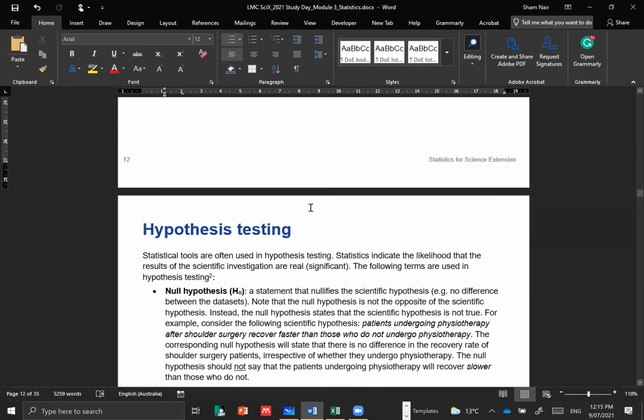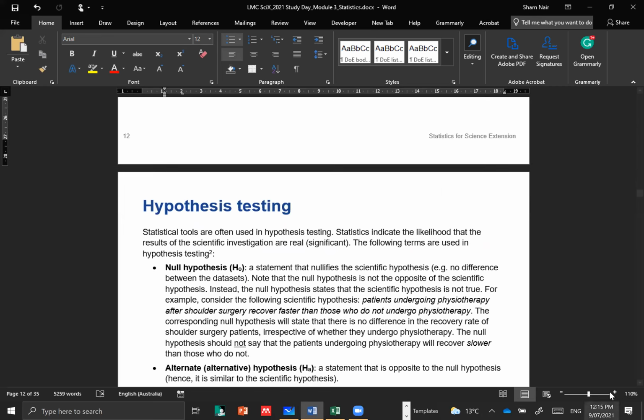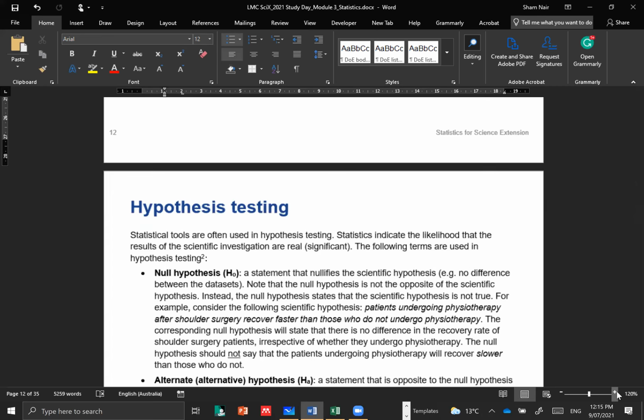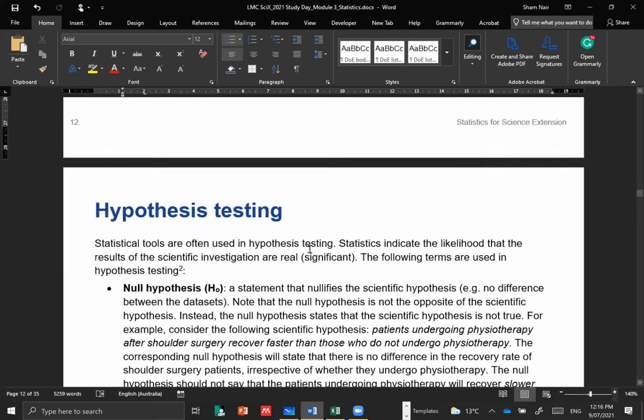Now let's bring all of that together. What are the contexts of the questions that you might expect in the HSC exam? Why use these different statistical tools? The main reason, again, for this syllabus, if you do statistics at university, you'll learn about many other things. But for our syllabus here, what we're focusing on is hypothesis testing.